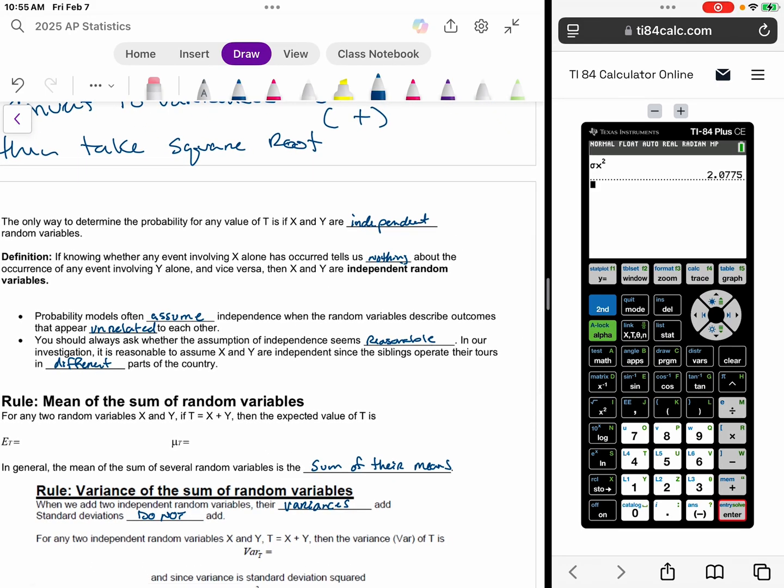In our probability models, we assume independence when random variables describe outcomes that appear unrelated to each other. You should always ask whether the assumption of independence seems reasonable. In our investigation, it is reasonable to assume X and Y are independent since the siblings, Pete and Aaron, operate their tours in different parts of the country. That's why we could do it for this one. Okay? If they did it in the same area, hey, it may not be independent anymore. And that's what that's talking about there.